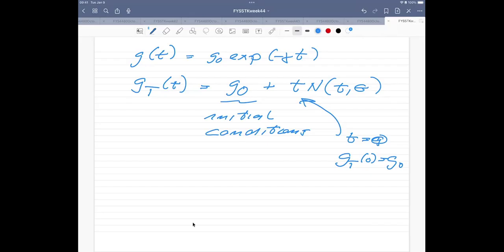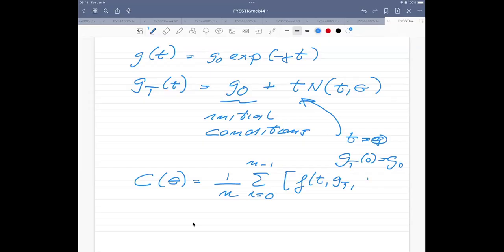So what we are going to define then is a cost function. So the cost function as a function of the parameters theta is then simply going to be a sum over all the points which we have, i equal 0 up to n minus 1. And then what we are going to do is simply to set up this function which we defined, this f, which you are going to drive to 0. And in our case, this is f of t, it's a function of g of t, and it's also a function of g of t derivative. And we want to optimize this one.